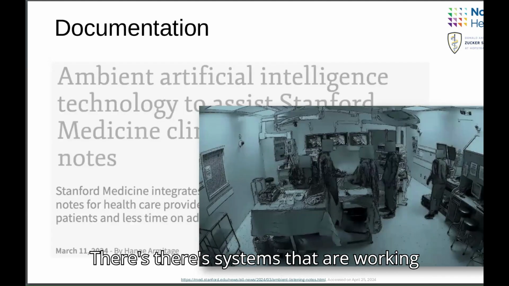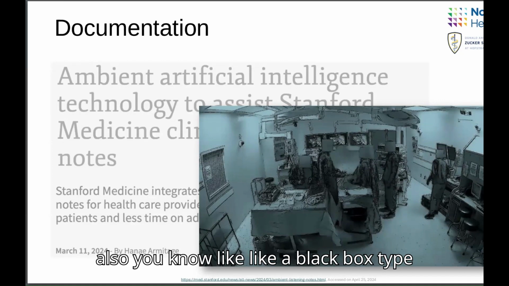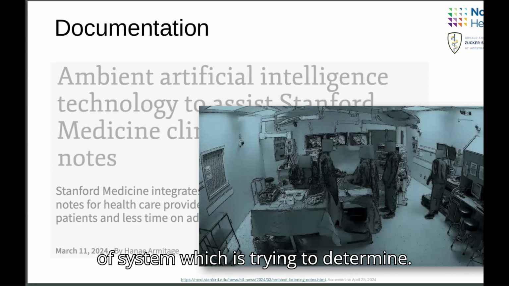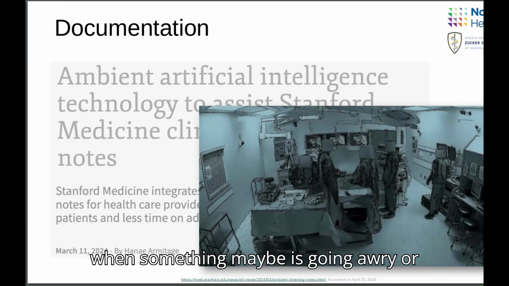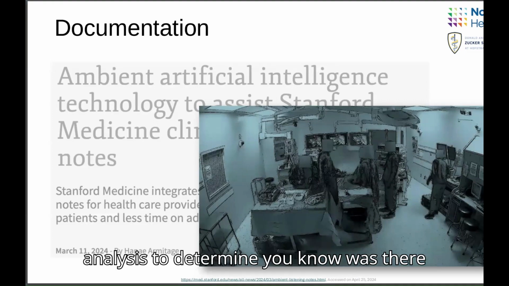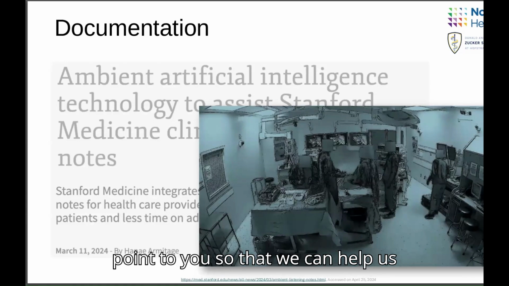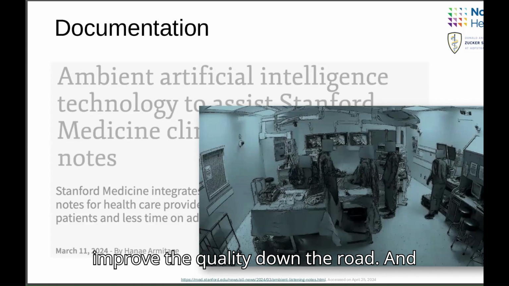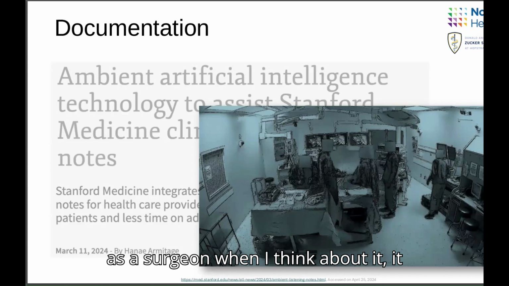There are systems working in some hospitals in the OR, also like a black box type of system, which records what's going on in the operating room and tries to detect when something may be going awry, or, in retrospect, like for a root cause analysis, to determine whether something happened that we can point to, so that it can help us improve quality down the road.